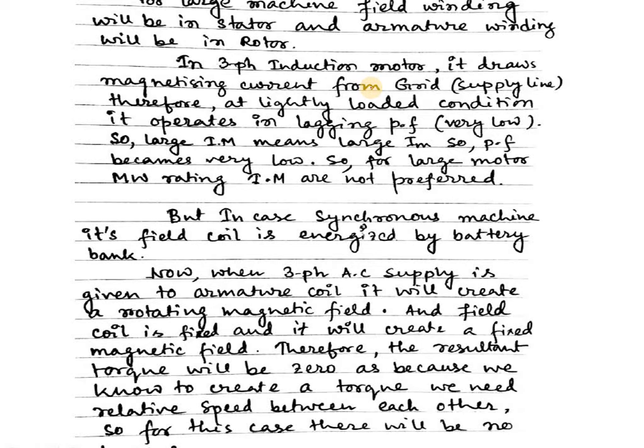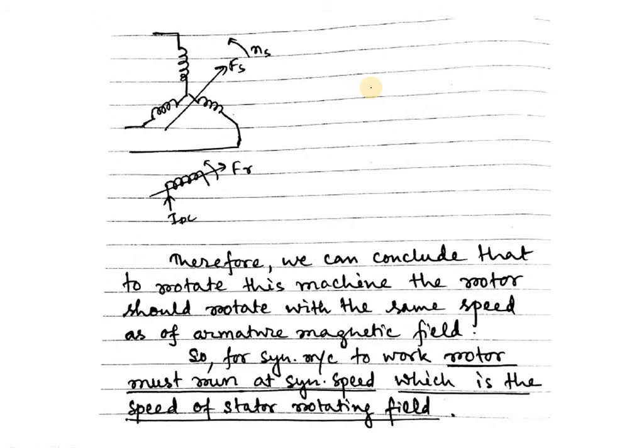In a synchronous motor, the stator field is fixed and the rotor field is moving, and we know that for creating rotational torque, we need a rotating magnetic field. But in the synchronous machine, one field is fixed and another one is moving. So definitely the resultant of these two fields will not create torque. There will be no torque here. So how can the problem be solved?